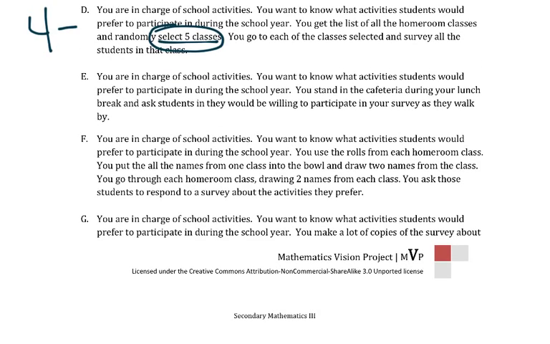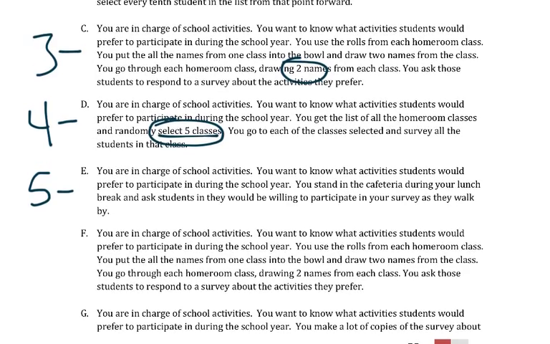Okay, E, you're in charge again. You stand in the cafeteria during your lunch break and ask students if they want to participate. So that's a convenience. That's 5, because if they say no, they're not included in the survey. F, let's see. You get the rolls from the class. You put it in a bowl and draw 2 names from each. And is that the same as this other one?